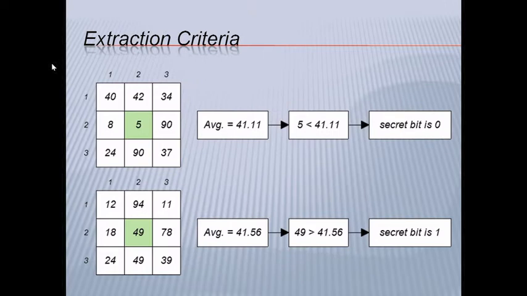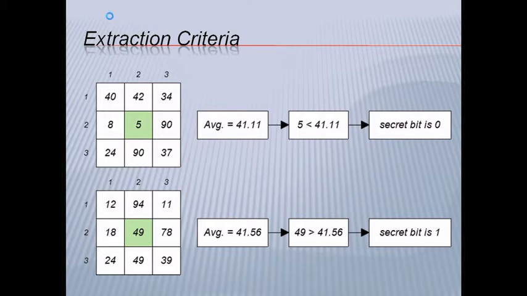The extraction criteria is as follows. First, the average of the intensities of the block is computed. Then the intensity of the middle pixel is compared to this average. If it's less, then the secret bit is 0, and if it's more, then the secret bit is 1.